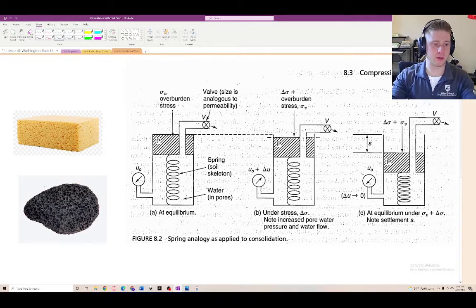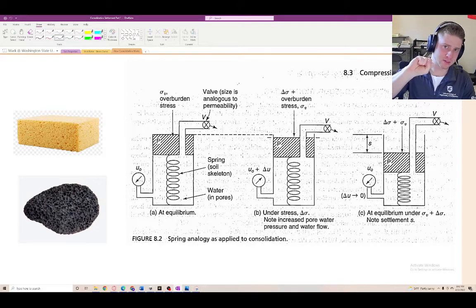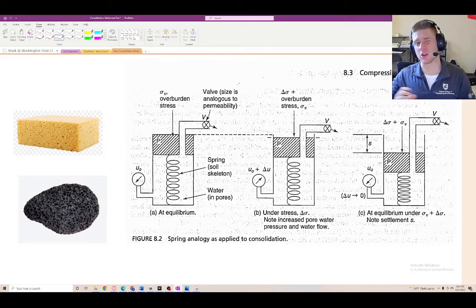However, this picture right here, the one below the sponge, is pumice, right? Pumice has voids too. Suppose that you use pumice as a sponge, it absorbs the water. If you try to crush pumice with your hands, it's going to be much harder to squeeze than a sponge. So, the consolidation depends on the soil properties as well.